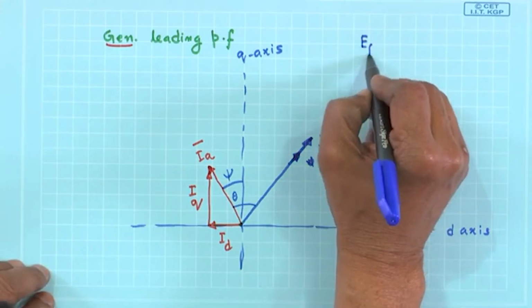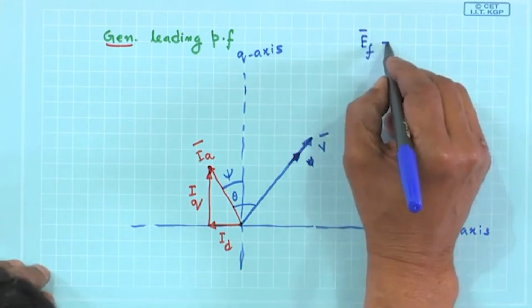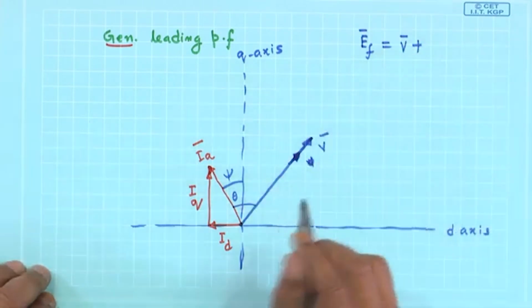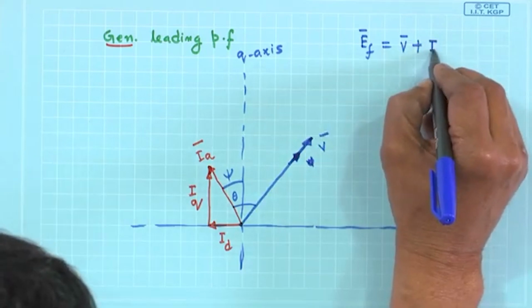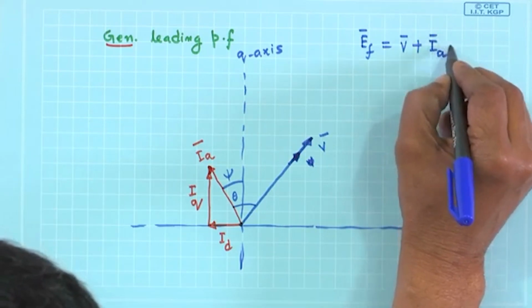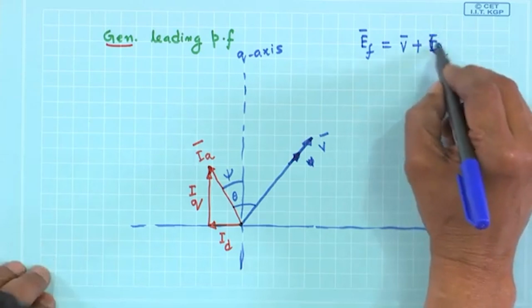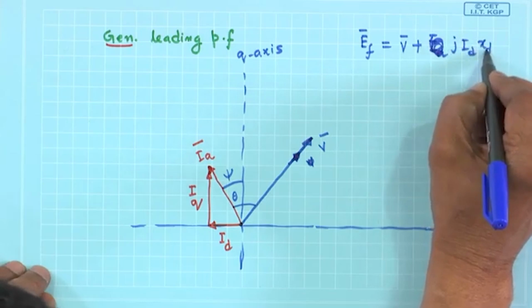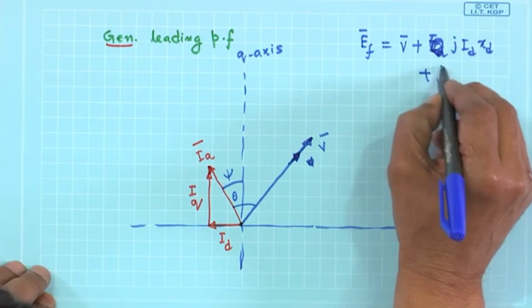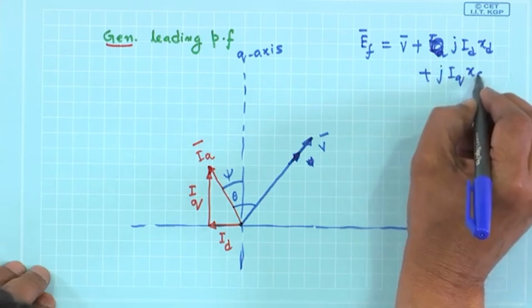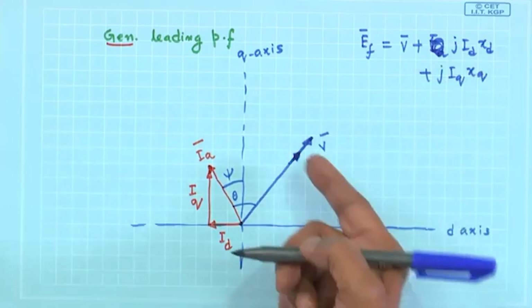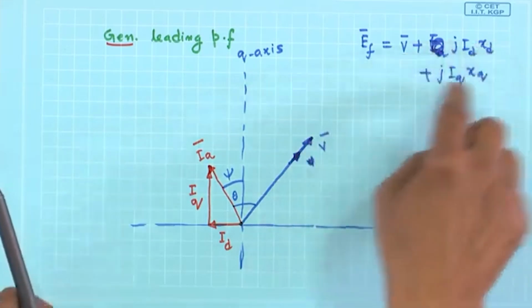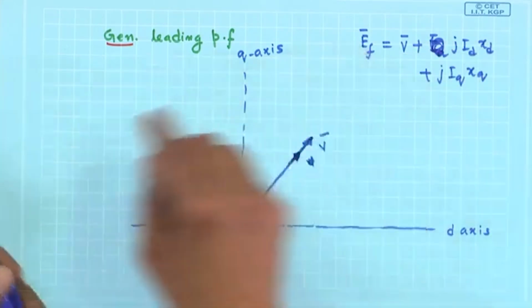By using this relation: EF is equal to V plus IA RA, which I have neglected, but that can also be taken into account, plus J ID XD plus J IQ XQ. That is what I have to add to V. Addition rule I will apply to get EF.